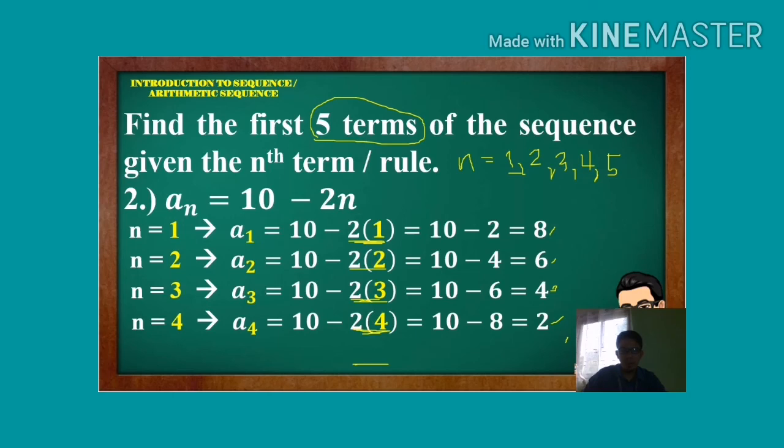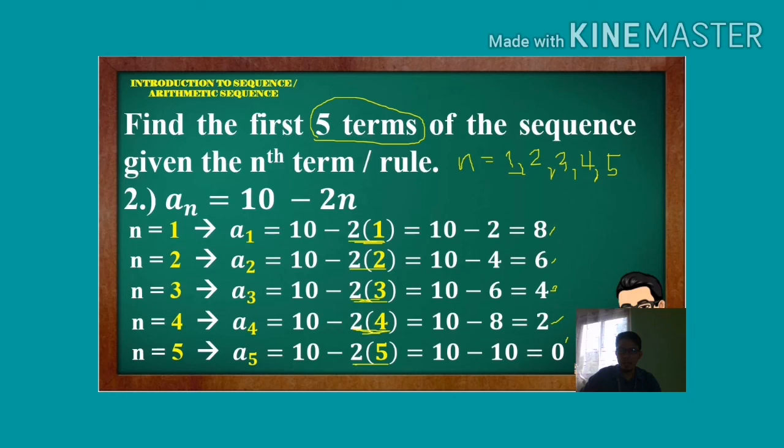Next, we have 4 as the value of n. We have a sub 4 equals 10 minus 2 times 4. Multiply first 2 and 4, so it will be 8. 10 minus 8 equals 2. And lastly, using 5 as the value of n, we have a sub 5 is equal to 10 minus 2 times 5. 2 times 5 is 10. So I have 10 minus 10 equals 0.